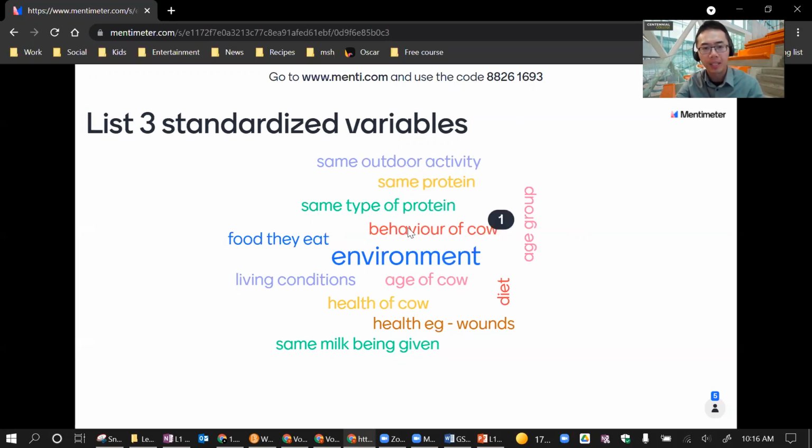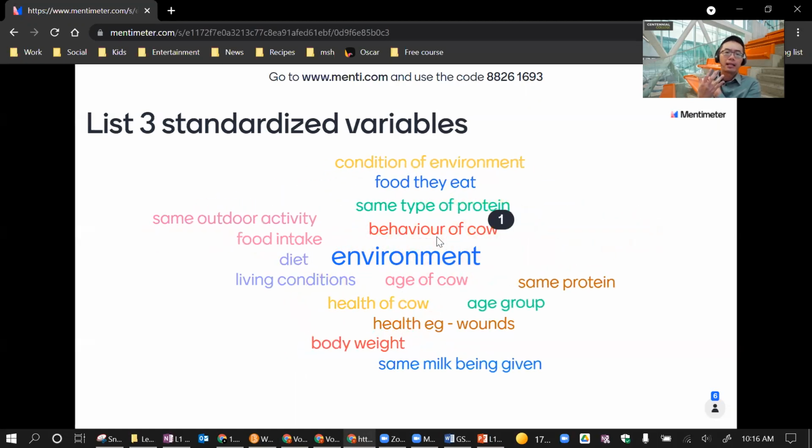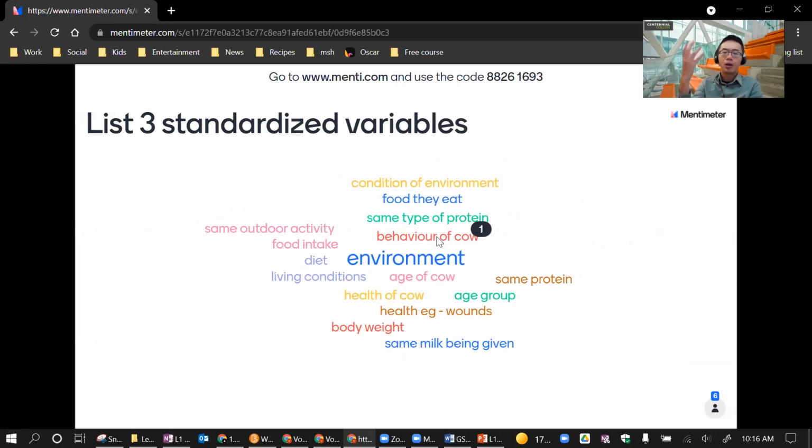Behavior of the cow. Not quite sure what that means. You can't really control how they behave, but I think maybe you mean how you are treating the cows, right? Like you want to give them the same condition, the same environment. Age of cow is important. Very good. Health of cow, body weight, very good.